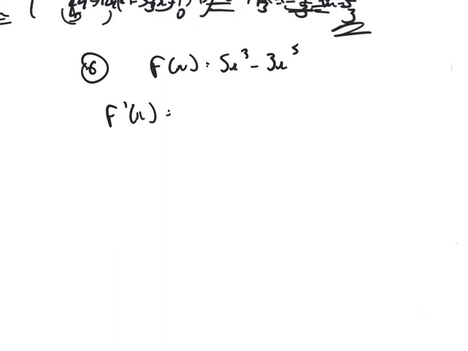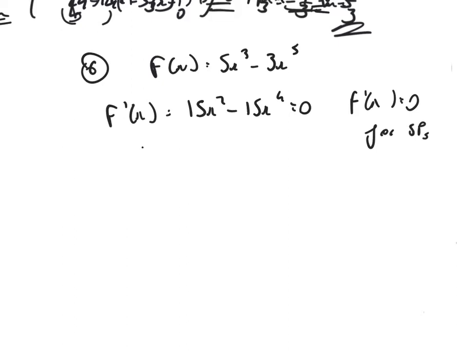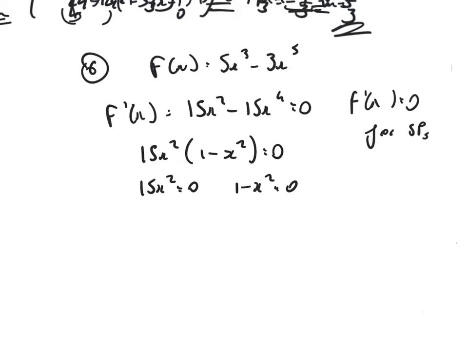Okay, so let's differentiate. f dashed x is 15x squared minus 15x to the 4, which is equal to 0. So f dashed x equals 0 for stationary points. So let's take out the highest common factor of 15x squared. 15x squared bracket 1 minus x squared is equal to 0. I've then got 15x squared is equal to 0, and 1 minus x squared is equal to 0. So that's x squared equals 0 and x equals 0.